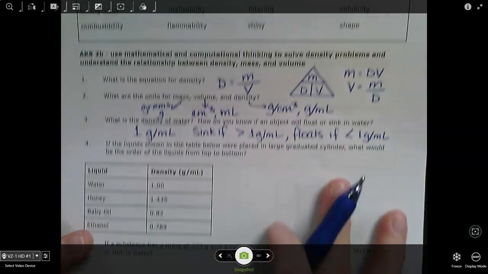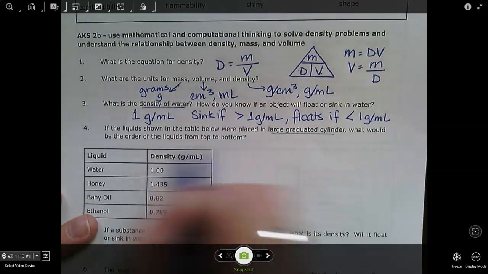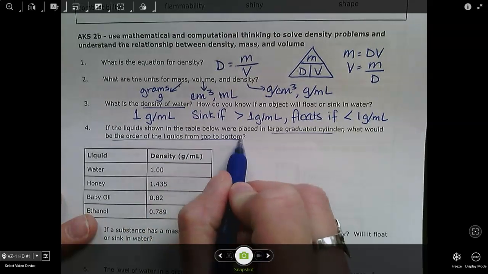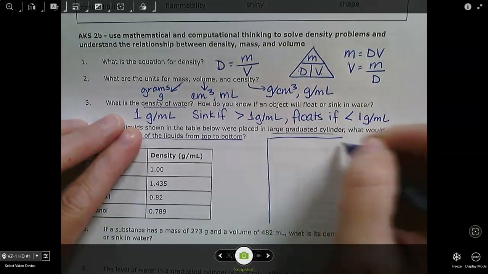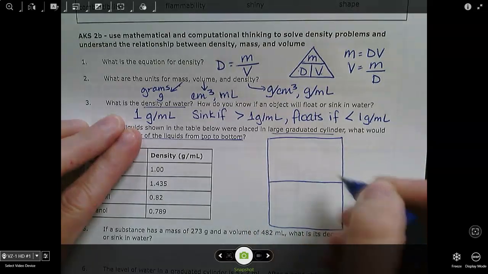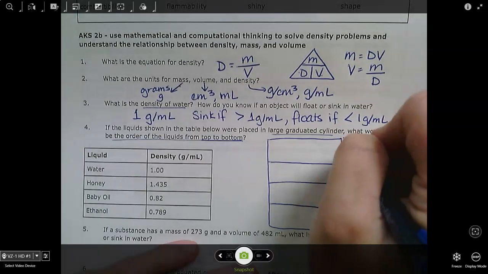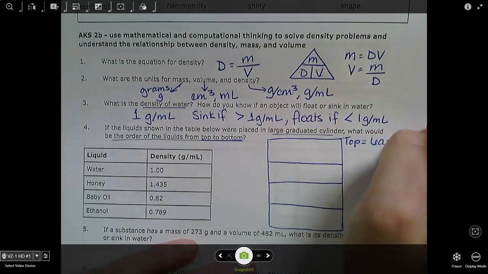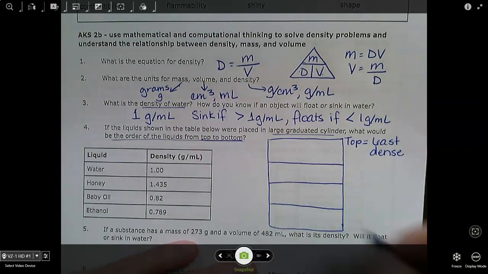Question 4. If the liquids shown in the table below were placed in a large graduated cylinder, what would be the order of the liquids from top to bottom? So to do a density column, I'm just going to draw a column, I'm not going to make it look like a graduated cylinder per se, but I have 4 liquids in my table. At the very top, I'm going to have my least dense materials. So the lowest density is at the top. At the bottom of the column will be the most dense materials.